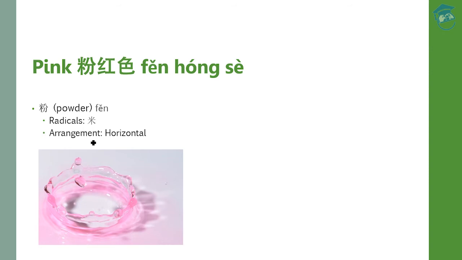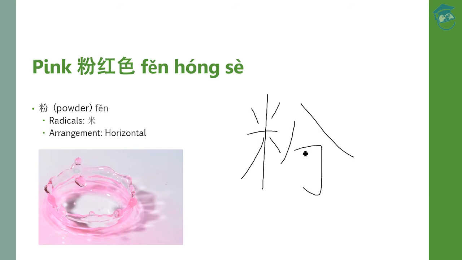This is the radical over here, and the arrangement is horizontal because you have left and right components. Let's look at how to write 粉. 1, 2, 3, 4, 5, 6, 7, 8, 9, 10. 10 strokes for this word, 粉.